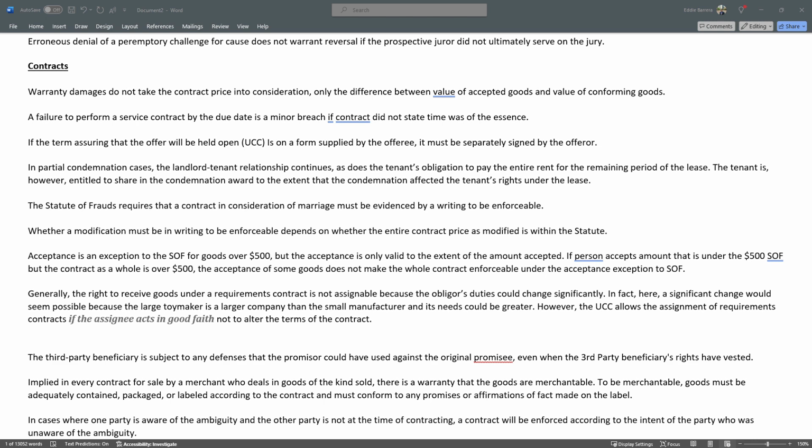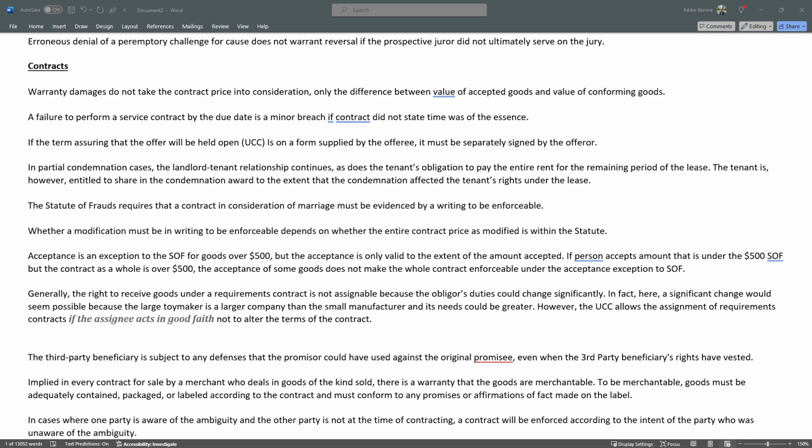A failure to perform a service contract by the due date is a minor breach if the contract did not state time was of the essence. If the term assuring that the offer will be held open, under the UCC, is on a form supplied by the offeree, it must be separately signed by the offeror. In partial condemnation cases, the landlord-tenant relationship continues, as does the tenant's obligation to pay the entire rent for the remaining period of the lease.